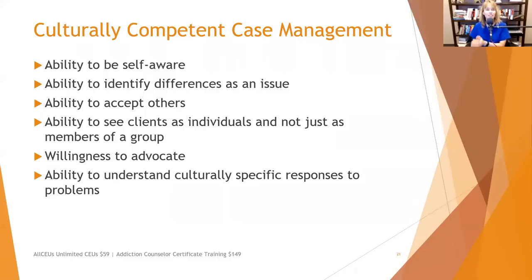Because everyone's an individual. So knowing your cultural dynamics is important to give you a launch pad to know what issues might come up, but that doesn't guarantee they're going to come up with any individual. Culturally competent case managers are willing to advocate for people and have the ability to understand culturally specific responses to problems. So some cultures may tend to somaticize more. They may tend to have more physical complaints than mental health complaints because mental health complaints are seen as greatly shameful. So understanding when they have problems and how they respond to different things.